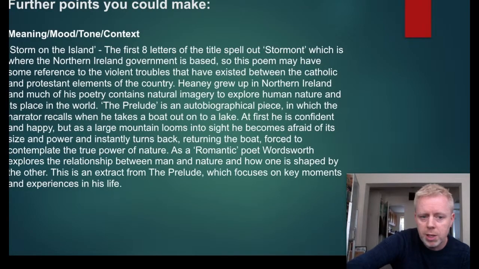Heaney grew up in Northern Ireland, and much of his poetry contains natural imagery to explore human nature and its place in the world. The Prelude is an autobiographical piece in which the narrator recalls when he takes a boat out onto a lake. At first he is confident and happy, but as a large mountain looms into sight, he becomes afraid of its size and power and instantly turns back, returning the boat, forced to contemplate the true power of nature. As a romantic poet, Wordsworth explores the relationship between man and nature and how one is shaped by the other. This is an extract from the Prelude, which focuses on key moments and experiences in his life.